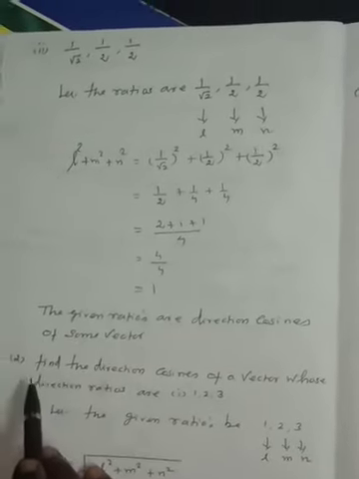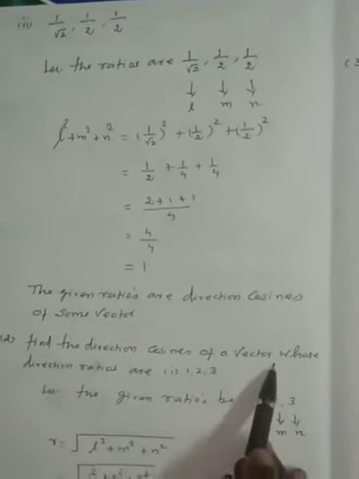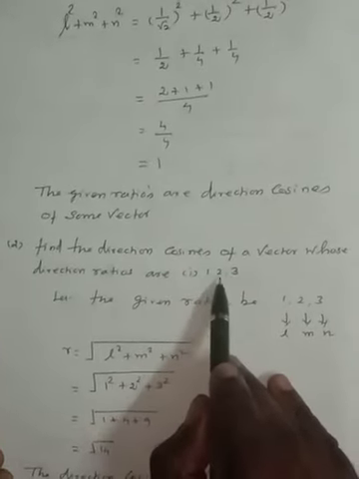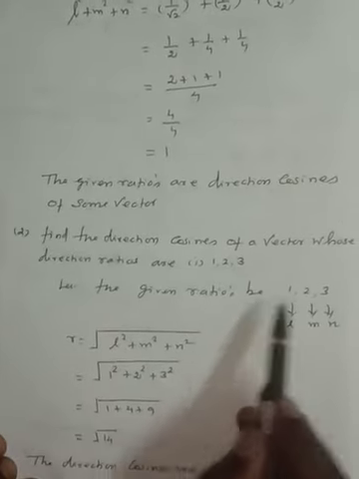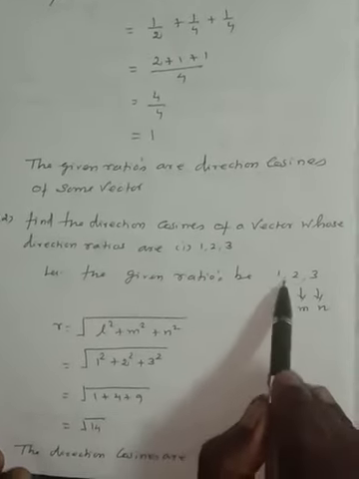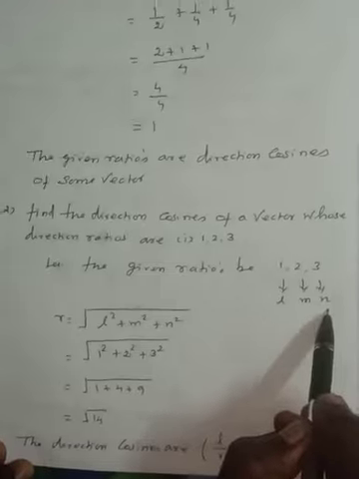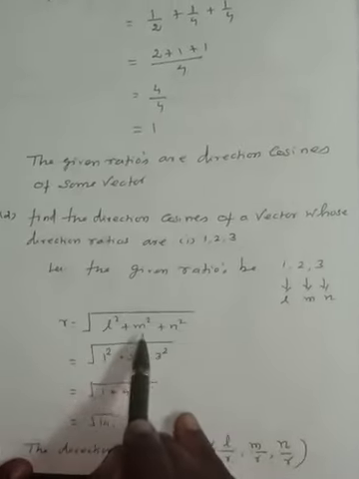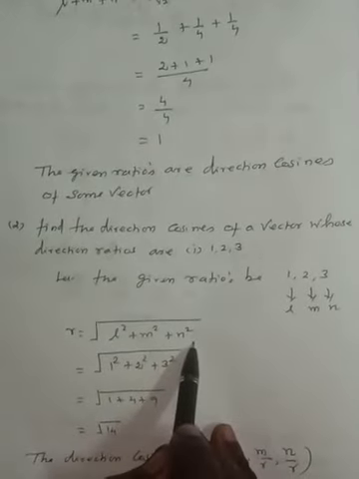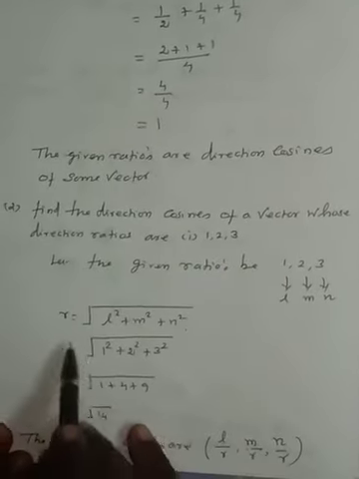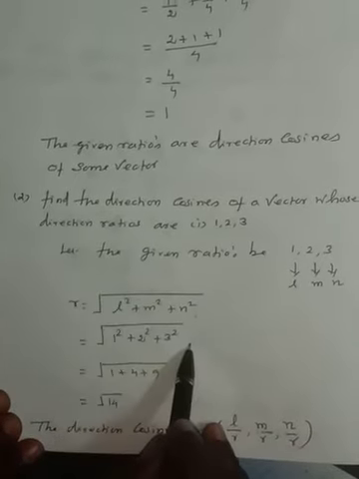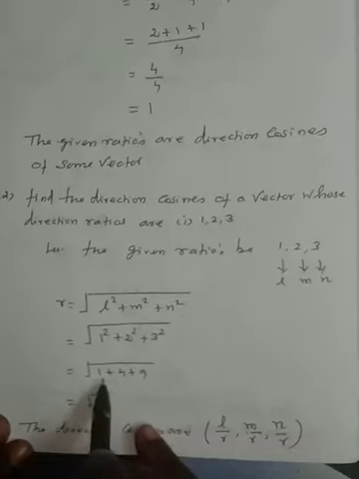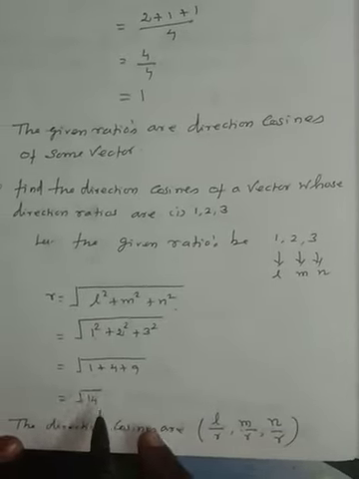Number 2, find the direction cosines of a vector whose direction ratios are 1, 2 and 3. Let the given ratios be 1 as L, 2 as M, 3 as N. Now R is equal to square root of L square plus M square plus N square. This is the formula. Applying L, M, N, we have square root of 1 square plus 2 square plus 3 square. 1 square is 1, 2 square is 4, 3 square is 9. Adding these three terms we get root 14.